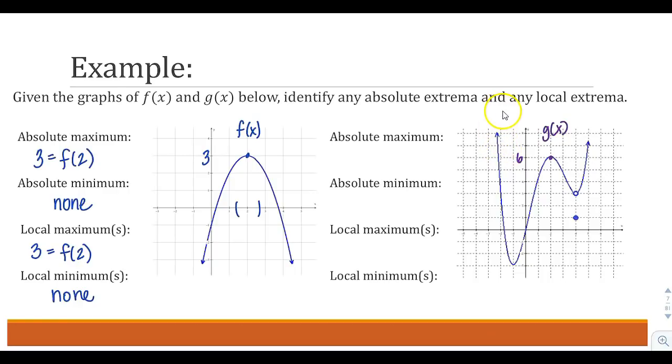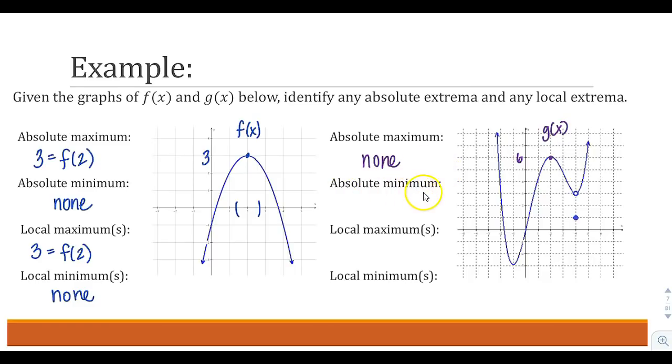These arrows indicate that my graph goes up forever and ever and ever. So there are bigger y values that come out of this function over the whole entire domain. So we would write that the absolute maximum is none because positive infinity is not a real number.